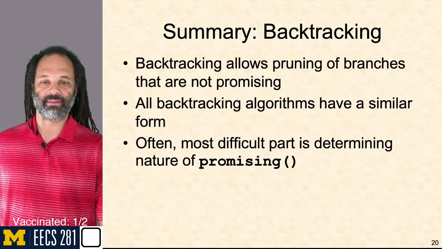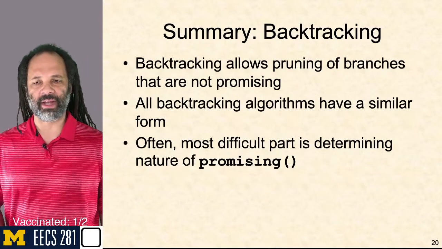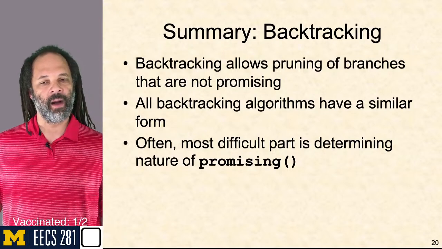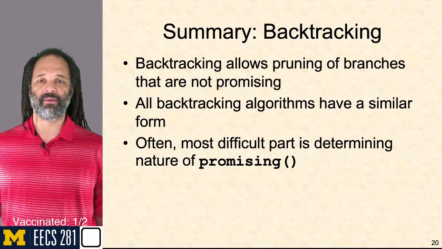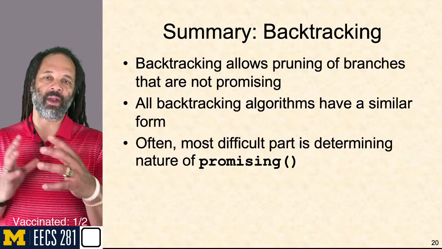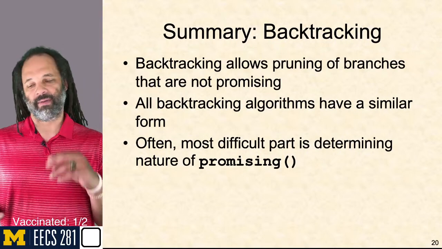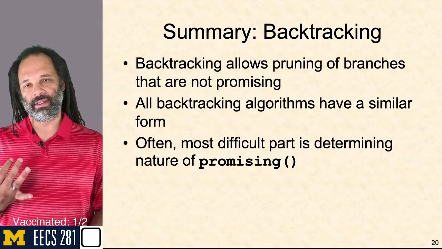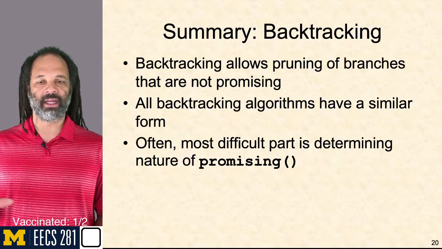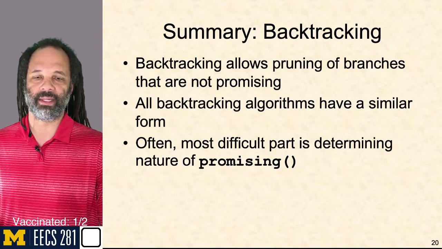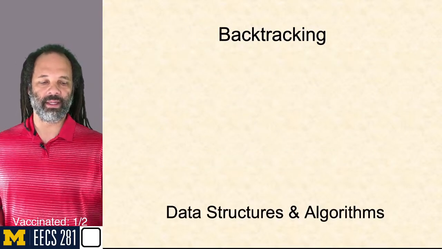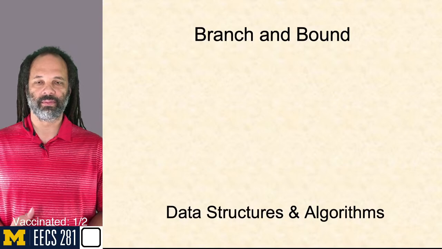All right. So here's my backtracking summary. It allows me to prune these branches that aren't promising. All my backtracking algorithms have this similar form, or at least these similar 3 elements that we can sort of move around depending on how we want to write things. So we've got, is the solution, is this promising, and how do I extend the solution? Often the hardest thing to come up with is, how do I write promising? So I'll show you how we did N queens when we get to this N queens demo, right?